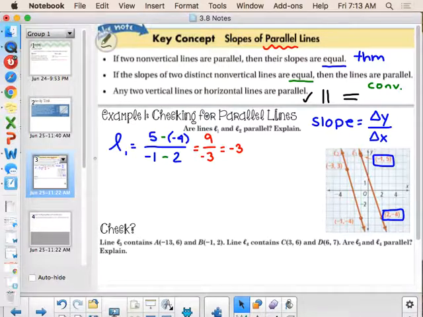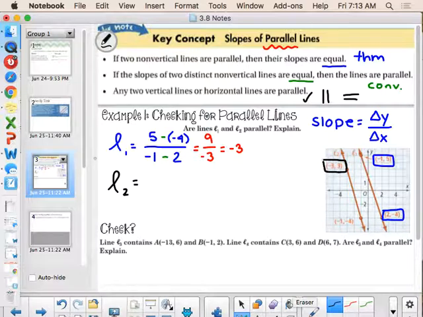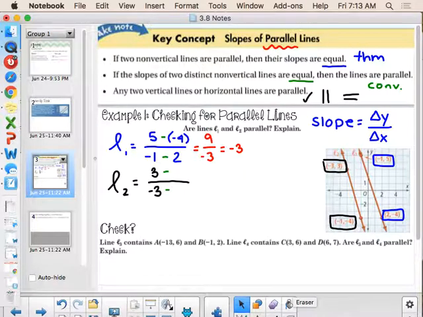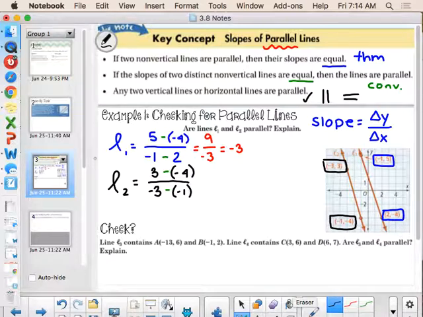Let's look at the slope for line 2. Two coordinates contained in line 2 are (-3, 3) and (-1, -4). Let's use (-3, 3) as my first coordinate, so we have a y value of 3 and an x value of -3. We're going to subtract the other coordinate, which has a y value of -4 and an x value of -1. Let's simplify. 3 minus -4 becomes 7. -3 minus -1 becomes -3 plus 1, so we get -2.